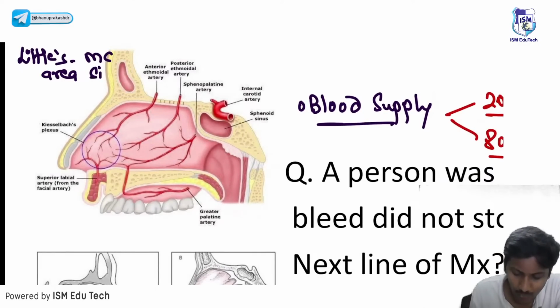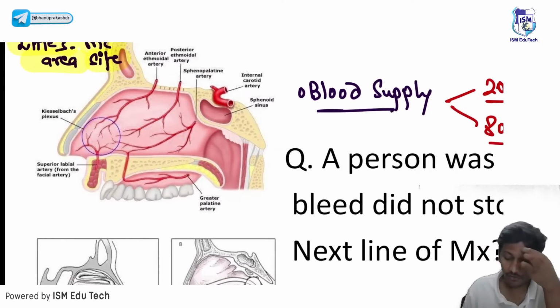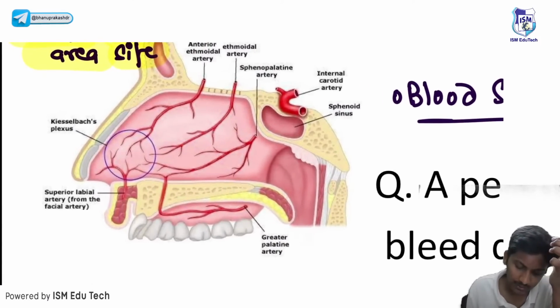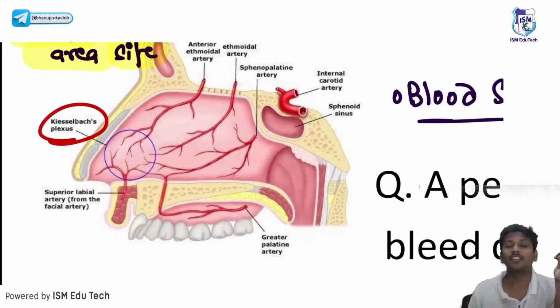Little's area is the most common site for epistaxis as well. Please remember that, because it contains an arterial plexus. This arterial plexus is known as Kieselbach's plexus.